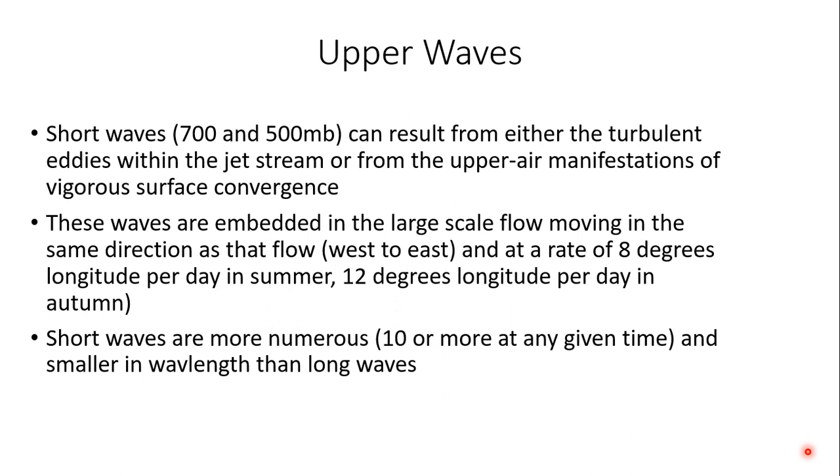These waves are embedded within a larger scale flow, these short waves. They move in the same direction as that flow, generally steered about by the jet stream. They move from a west to east direction and at a rate of 8 degrees longitude per day in the summer season, and they move much more quickly in the autumn season. They can move as much as 12 degrees of longitude per day in autumn. Generally, short waves move quicker in autumn as well as in the winter seasons. They generally tend to move much slower in summer, for sure, when the upper level wind flow is not as strong. The jet stream, the winds are weaker in the summer season.